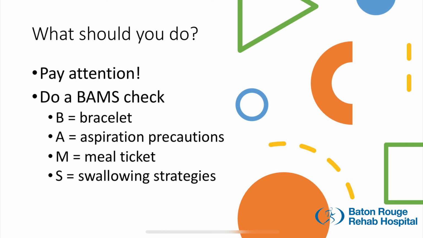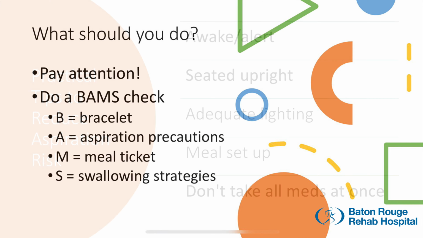If the patient is eating or drinking, are they following the precautions posted by speech therapy? Are they supervised? If the patient is coughing or choking, or their voice sounds gurgly, do a BAMS check. BAMS means check their bracelet. Are they on aspiration precautions? Check their meal ticket and ensure they're using any swallowing strategies that they should be using.